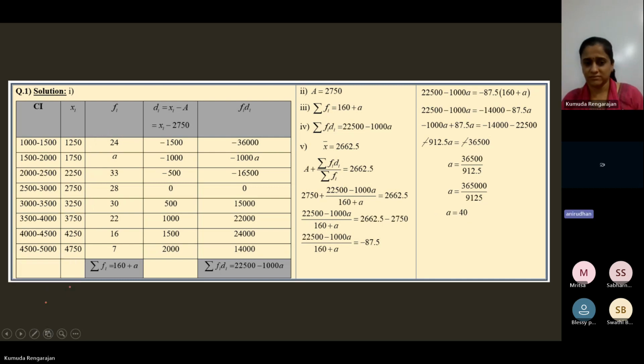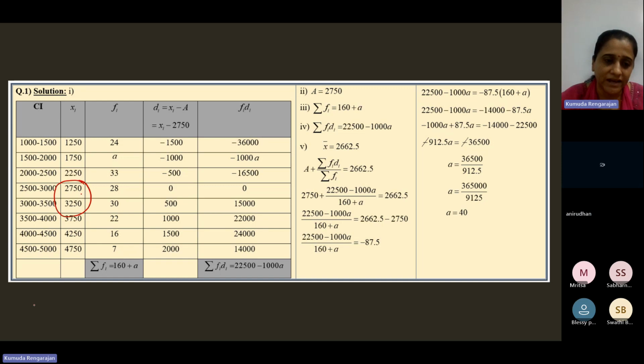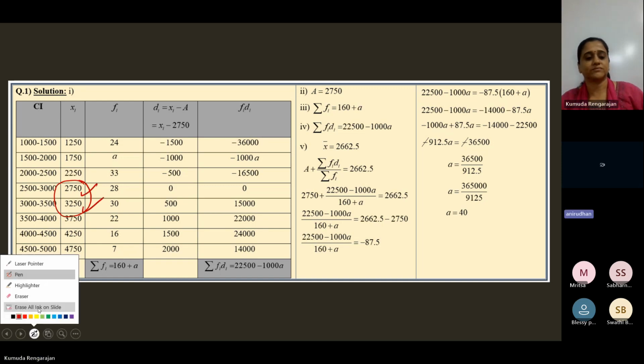Ma'am, I have a doubt. If we prefer the middlemost values, then 3250 also will be in the middle, ma'am. Yeah, see, let me keep slashing like this to find the middlemost value. So we have two values in the middle, right? You can take this one or this one. You can take anything actually. Which one to take? This one or this one. Okay, ma'am.